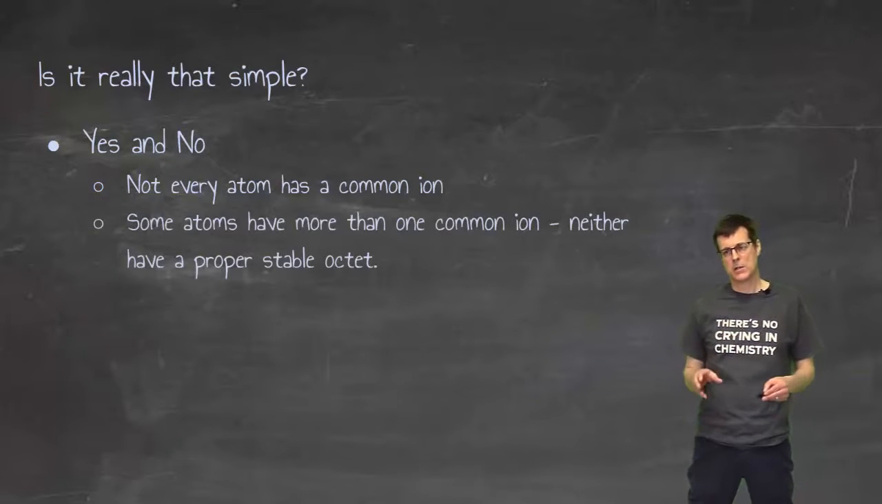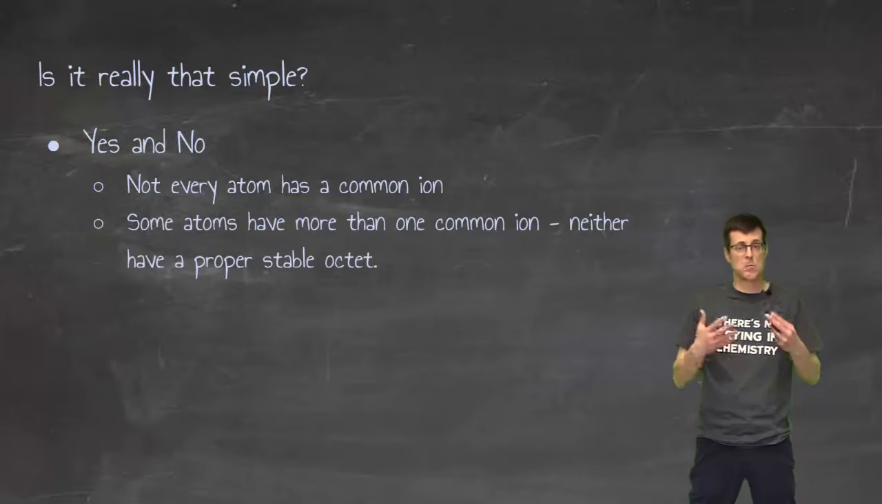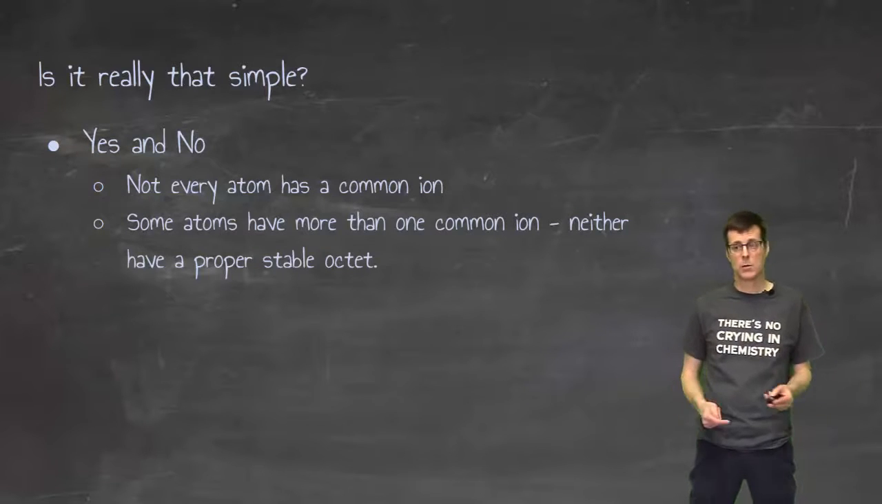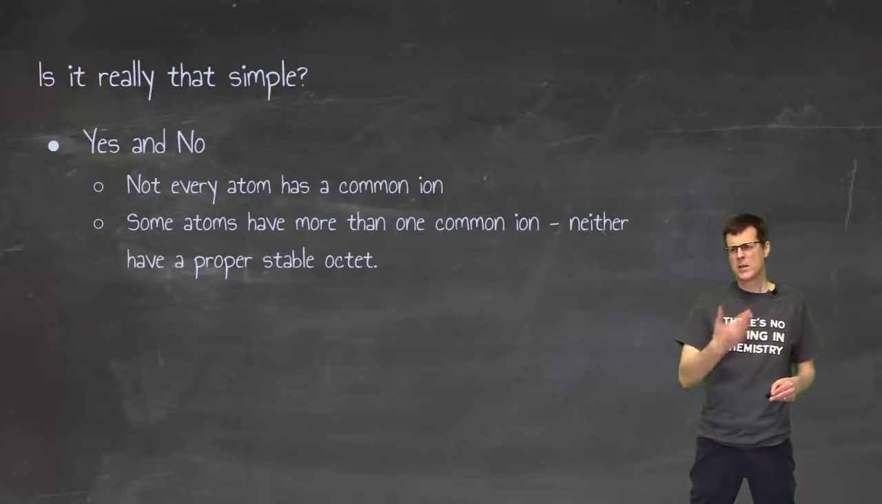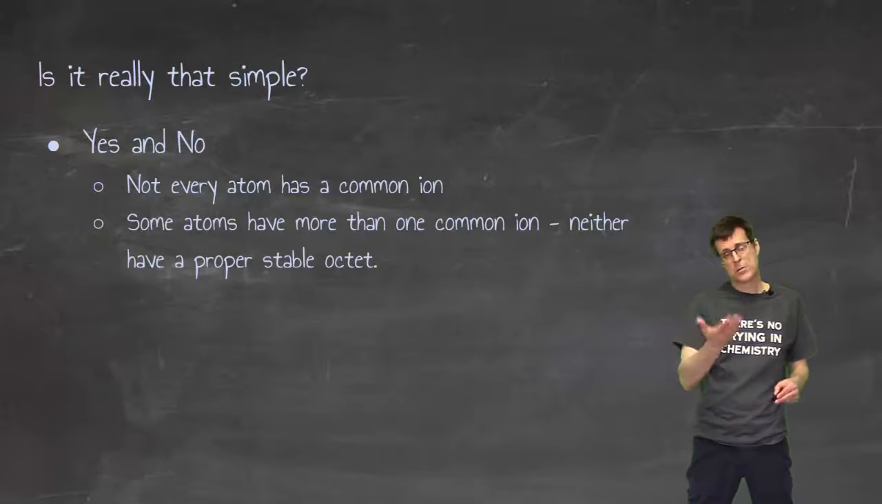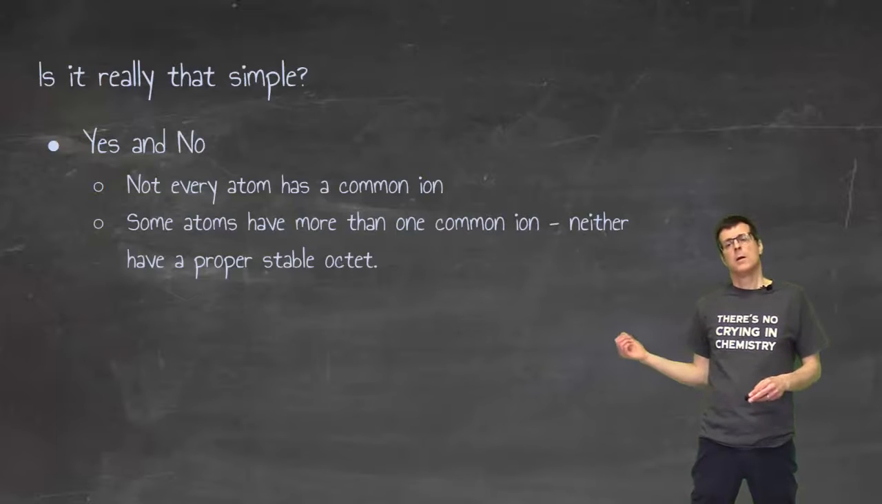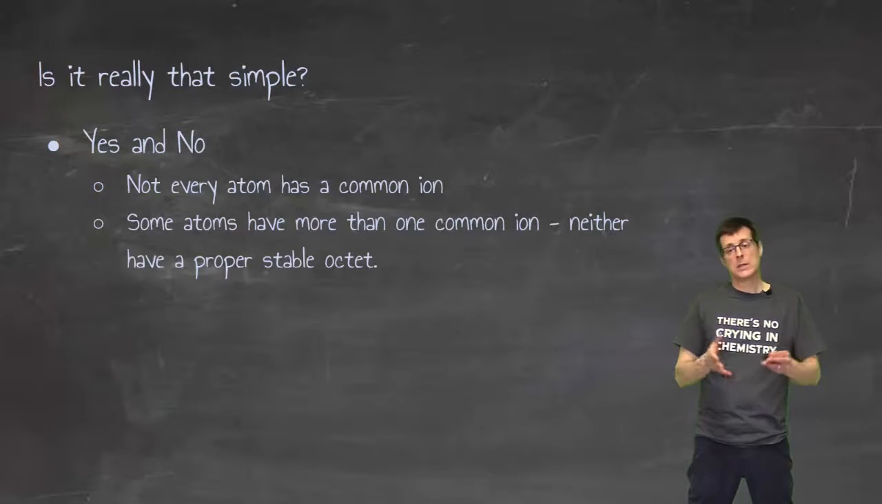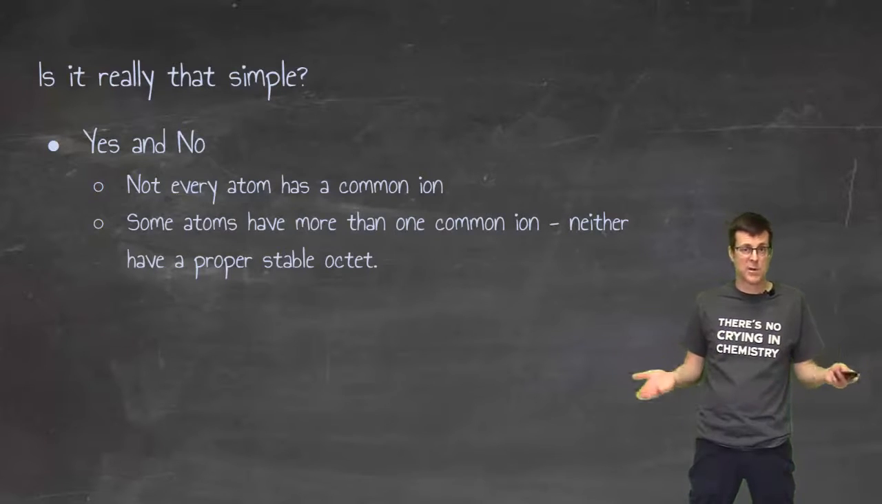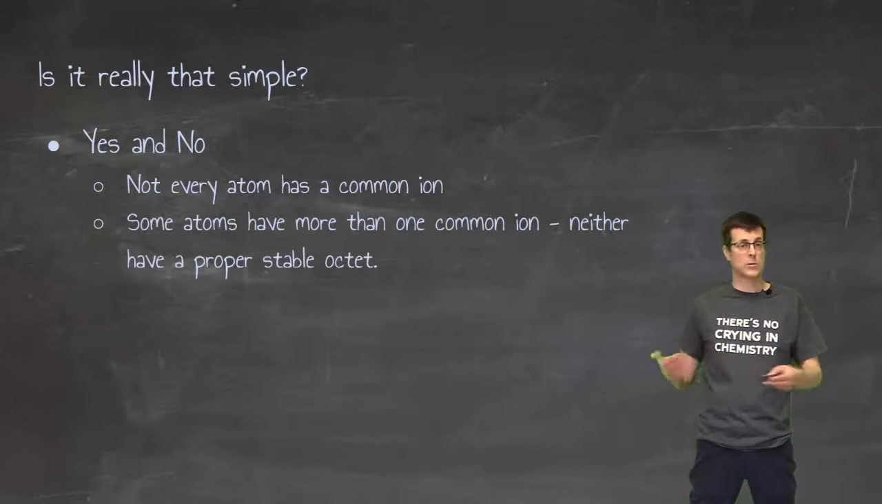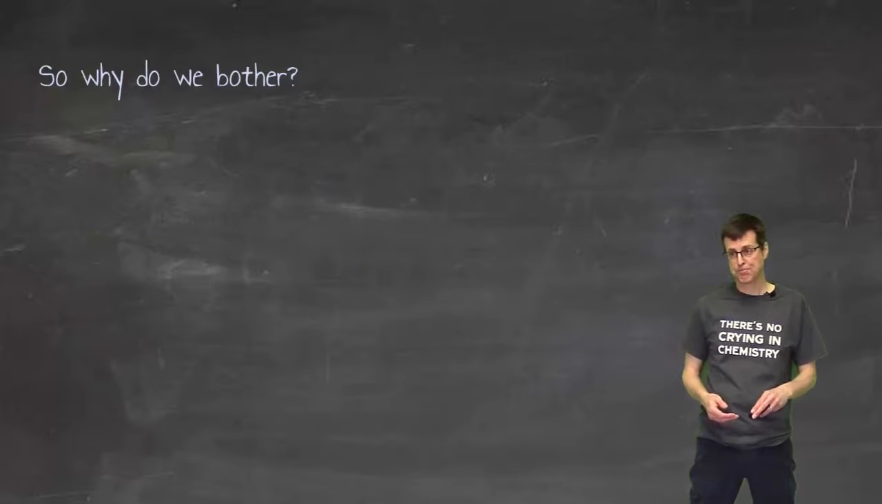But the other thing of it is that some atoms don't actually make ions all that regularly. I mean, we can force it on them, but they don't really have a common ion. And some will do a stable octet in a different way. So they're not going to do it by losing or gaining electrons.